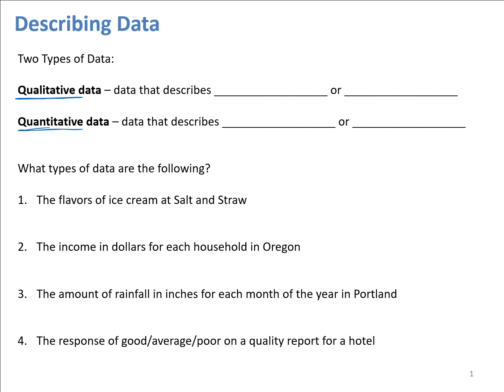Qualitative data is data that describes a quality of something, or you might say a category of something. So basically, qualitative data is describing in words something about the data. Quantitative data, however, describes data that can be counted, so it comes in counts, or it can be measured. And so when we think about things that come in counts or measurements, that would be numerical data.